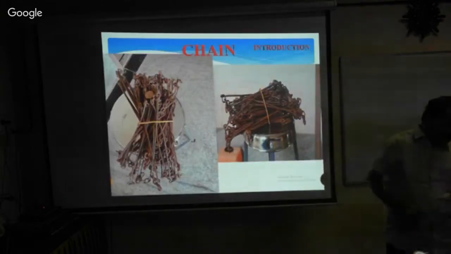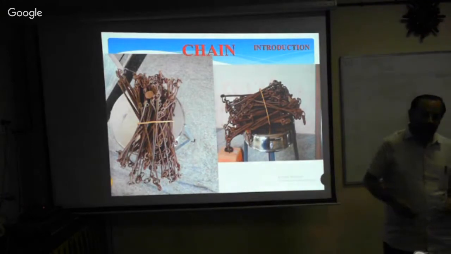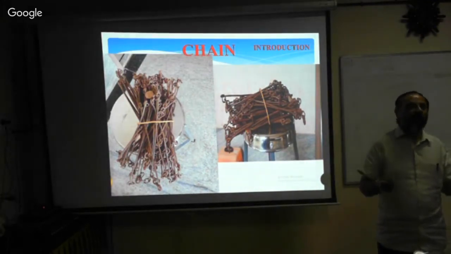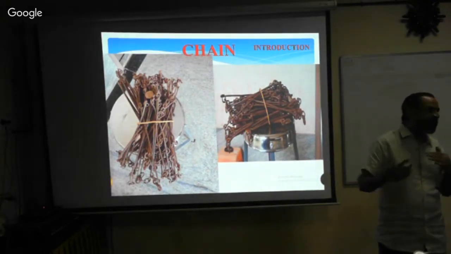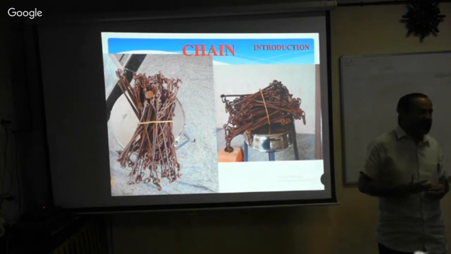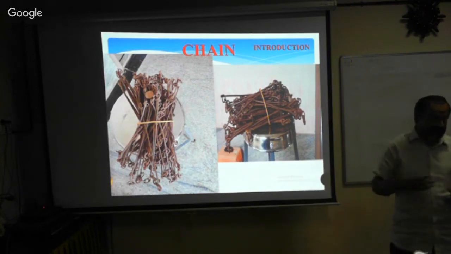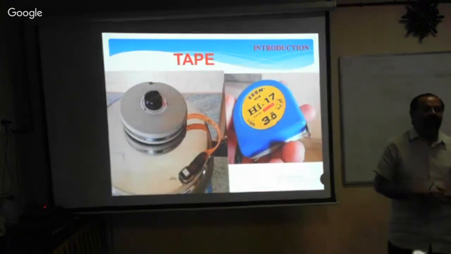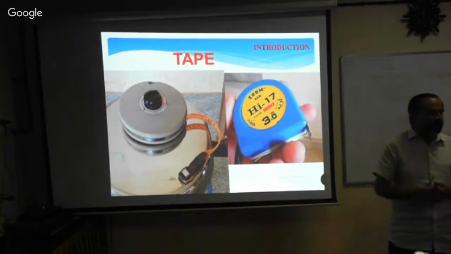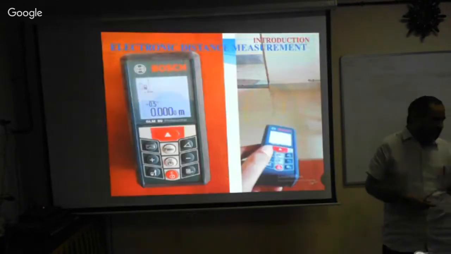Have you ever seen this? Chain. I don't want to explain, just to show you that there is a chain. I think you have studied it in detail. That is taken from your institute only, the product, or maybe from a different institute. Okay, next please. What is this? Tape, you have seen. Okay, very good. Next please.